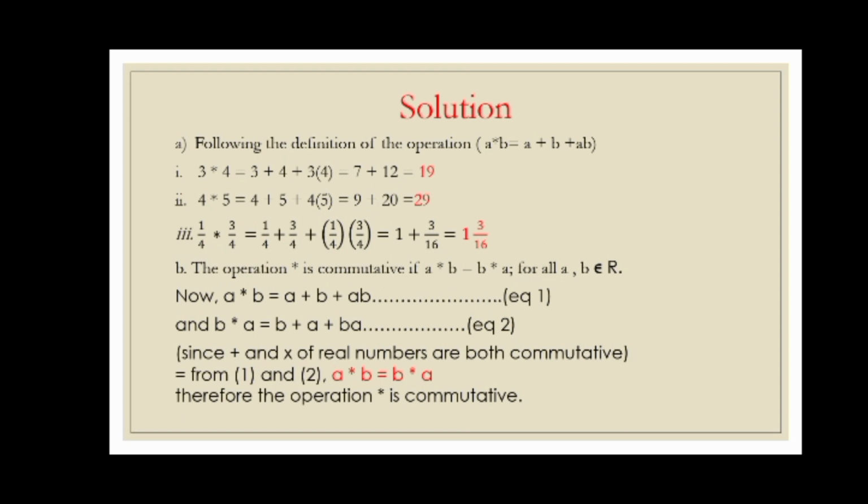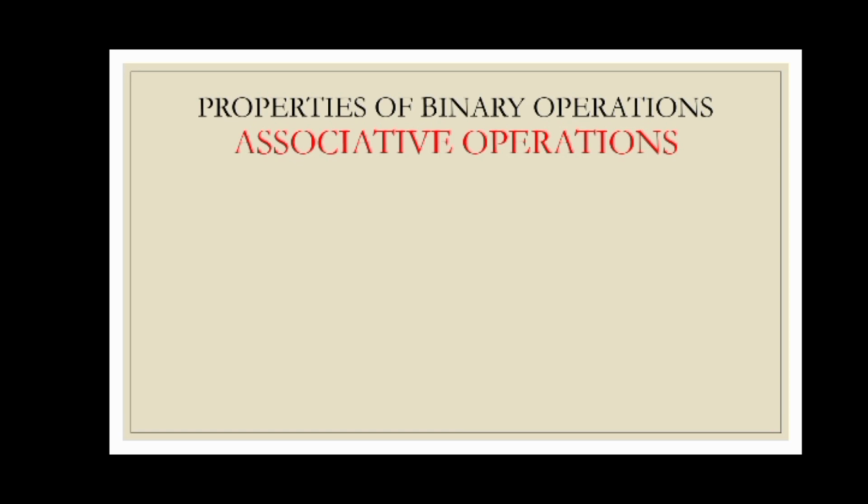Good. So we could see that A star B giving us A plus B plus AB, and B star A giving us B plus A plus BA is the same thing. It's just that we've turned it. Since addition and multiplication of real numbers are both commutative, you could see from equations 1 and 2 that it's obvious A star B is equal to B star A. Therefore, the operation is commutative. Good.